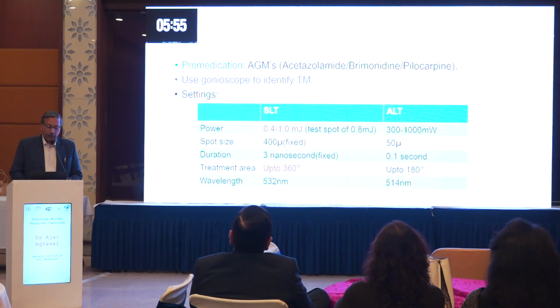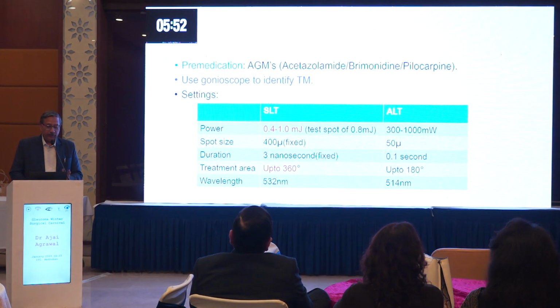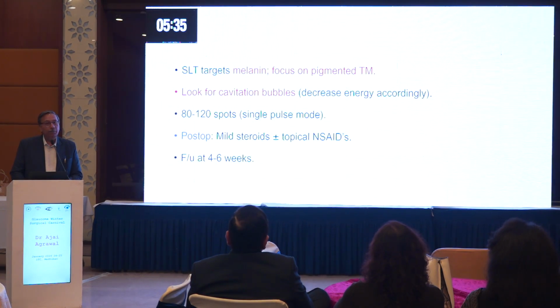You don't need to worry about the spot size, which is fixed at 400 microns. You can see the spot size for SLT is 400, which is almost 8 times as compared to your ALT. And you can treat up to 360 degrees. The wavelength is around 500 nanometers for both of these. SLT targets melanin. It focuses on your pigmented trabecular meshwork. Look for the cavitation bubble, and decrease your energy accordingly. Post-operatively, you can give steroids and non-steroidals to the patient. Follow-up is typically at 4 to 6 weeks.